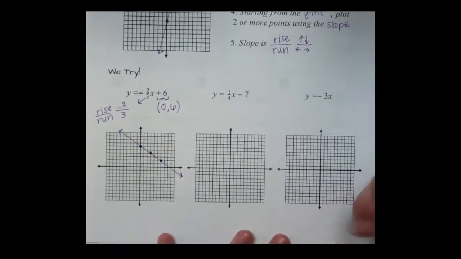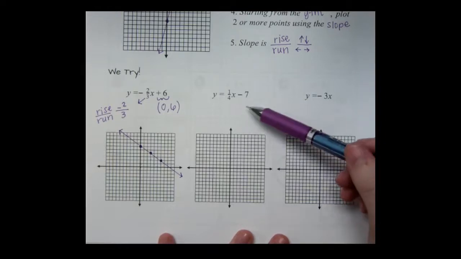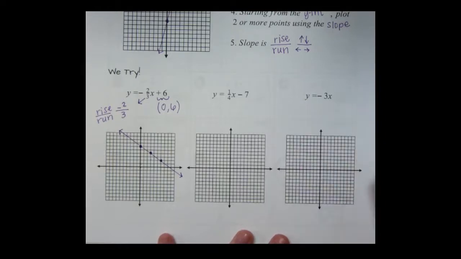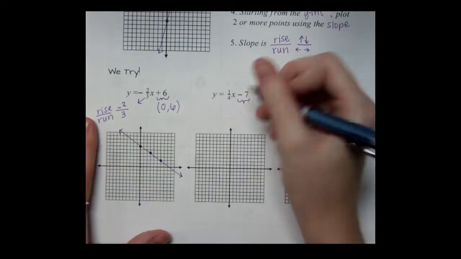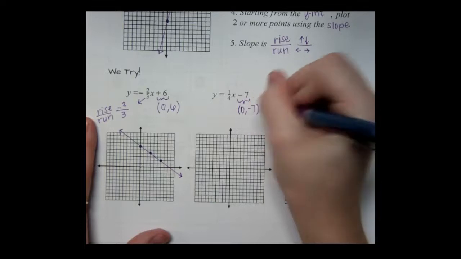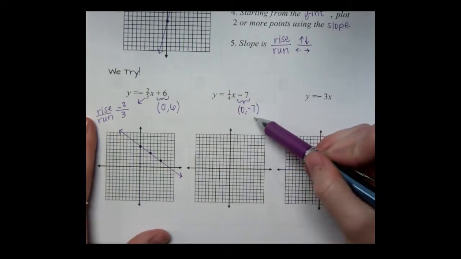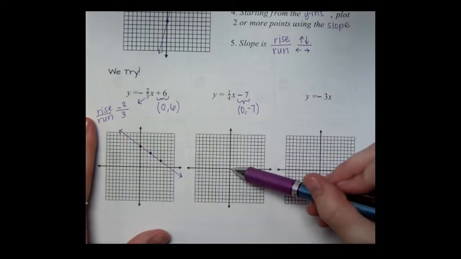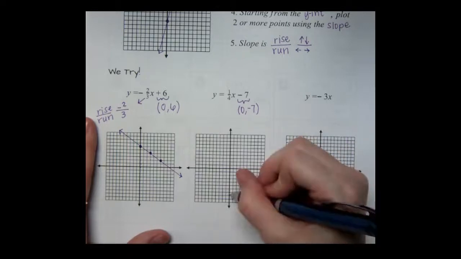If you want to pause the video and try this one, go ahead and do that. Pause the video, try it, and when you come back, you can watch how I did this one. Okay, so this one we start with the y-intercept. We know that y-intercept is (0, that b value). So (0, -7). That's where I start. Start at (0, 0), 1, 2, 3, 4, 5, 6, 7.